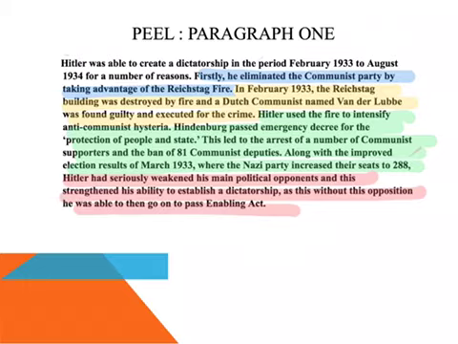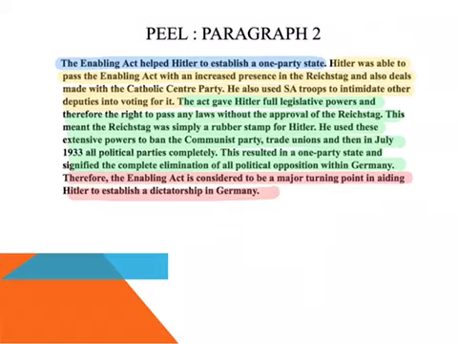Hitler had seriously weakened his main political opponents, and this strengthened his ability to establish a dictatorship, as without this opposition he was able to then go on to pass the Enabling Act. There's a link back to the question. Let's look at paragraph 2. The Enabling Act helped Hitler to establish a one-party state.